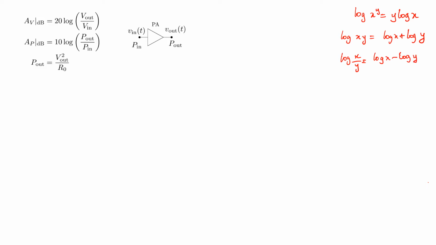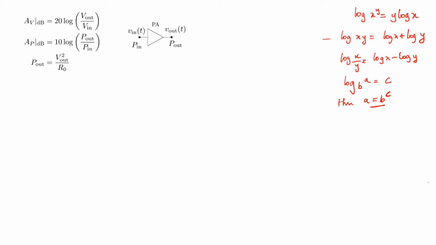And the fourth property that is useful is, let's say log of a base b is c, then a is b raised to the power c. So these four properties are quite useful when converting the dB scale from one to the other.